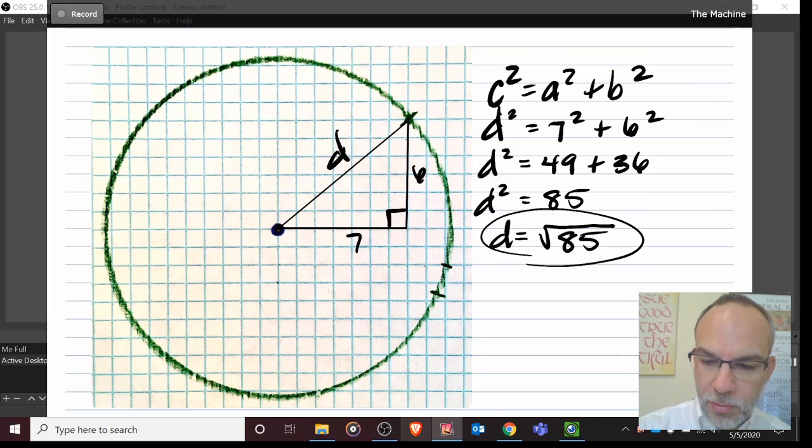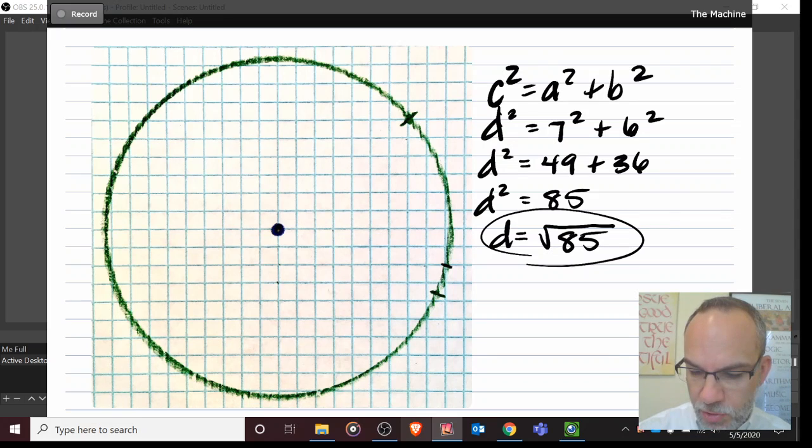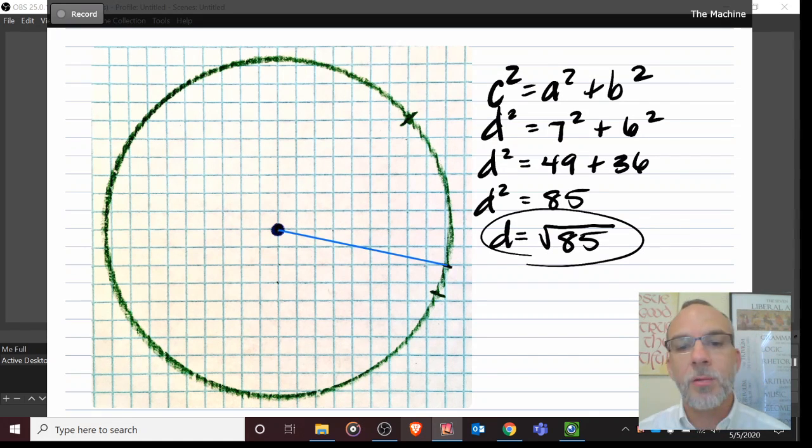Let me erase this one. I may have to come back to that later, but let me erase that one. And let me do another one, and let me do this one, let's say in blue. I want to go from the center to that point right there. Can I do that? There we go. Okay, because there's a point on the circle right here.